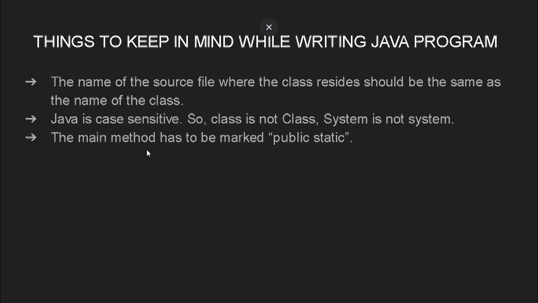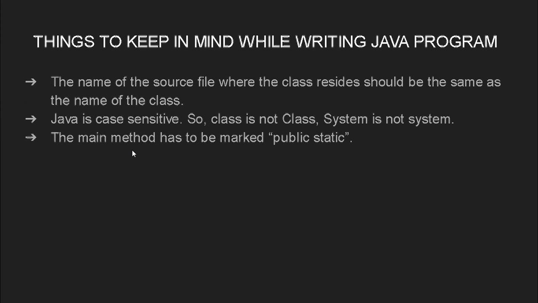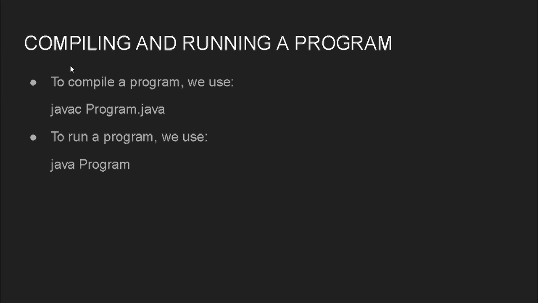The main method has to be marked public static. That also I explained, why it is like that. Okay, so now let us go to the next part, compiling and running a Java program.